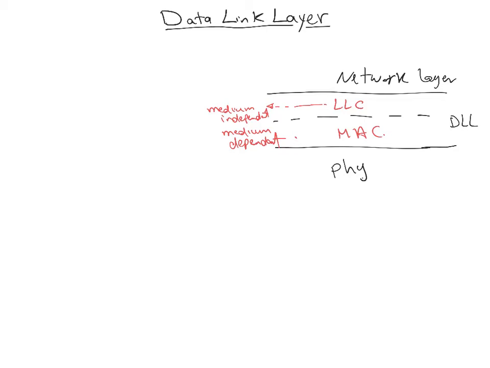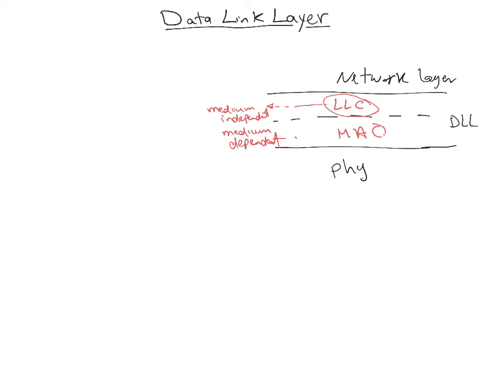So first of all, these two sublayers are separated because the logical link control is medium independent, which means that it's totally agnostic to whatever physical medium you are using. Whether you are using fiber optics, wireless, copper, coaxial, anything, the logical link control does not care about that.